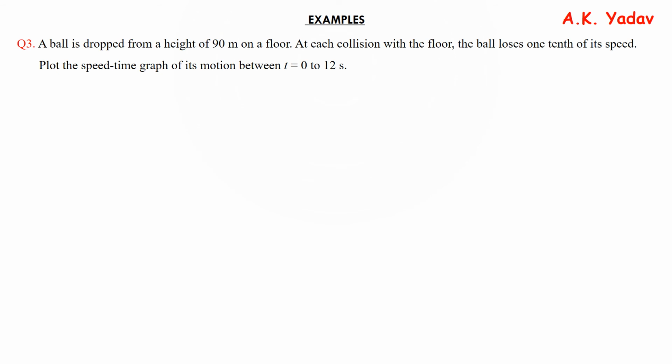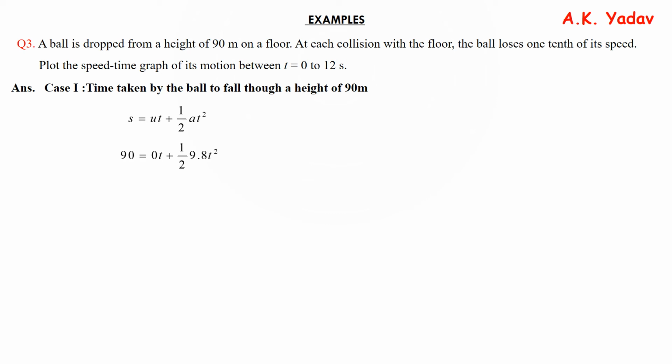Let's move to example number 3. A ball is dropped from a height of 90 meter on a floor. At each collision with the floor, the ball loses 1/10 of its speed. Plot the speed time graph of its motion between t equal to 0 to t equal to 12 seconds. Now let's take the first case. Time taken by the ball to fall through a height of 90 meter. So the equation is S is equal to ut plus half at square. Distance is 90. The ball is moving downward. That's why g is plus 9.8. Now on solving, we get t is equal to 4.3 seconds.